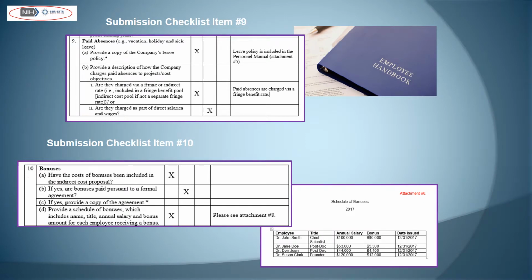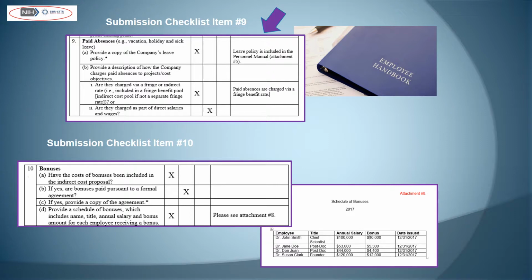Item number 9 is the company's leave policy, which may be a part of your personnel manual. If it is, check yes on A and note that in the comments. If it's a separate document, number it at the top, save it as a PDF, and check yes on A. For Part B, you must determine how your paid absences are counted in your proposal. In all the examples we have seen, paid absences are part of the fringe calculation. If they are direct, then in your proposal spreadsheet they will not be broken out as we have seen, but simply included in the direct wages.